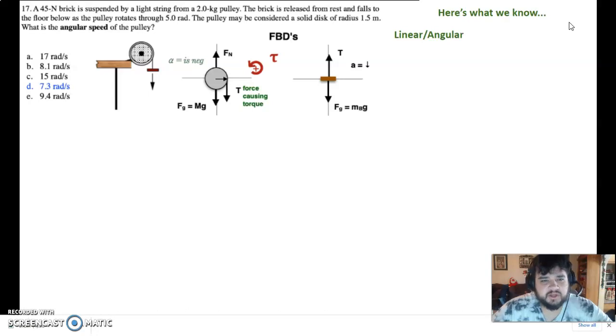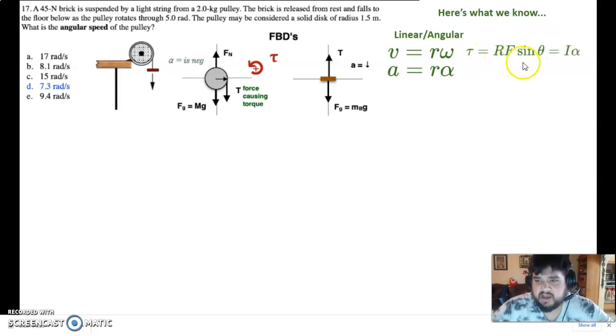So here's what we do know about this problem. We have the given information: the 45 newtons for the brick, the mass of the pulley, how much it rotates in rads, and the radius of that pulley. So we know that velocity is equal to r omega, creating the relationship between linear and angular quantities. Then the linear acceleration is equal to the radius times alpha.